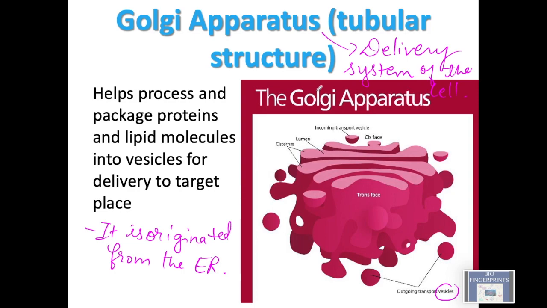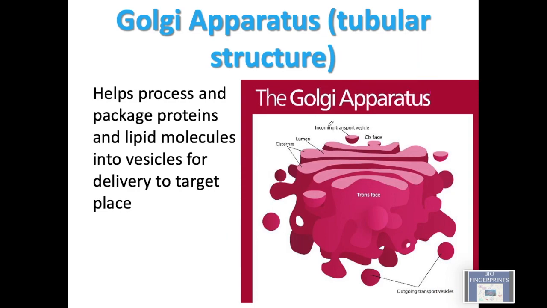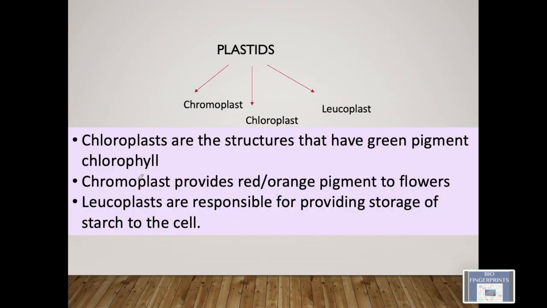So, Golgi apparatus is located near the nucleus. And what is the main job of Golgi apparatus? It helps process and package proteins and lipid molecules into vesicles for delivery to the target place or the destination. So therefore it is known as the delivery system of the cell. It means it delivers many substances like proteins, lipid molecules.